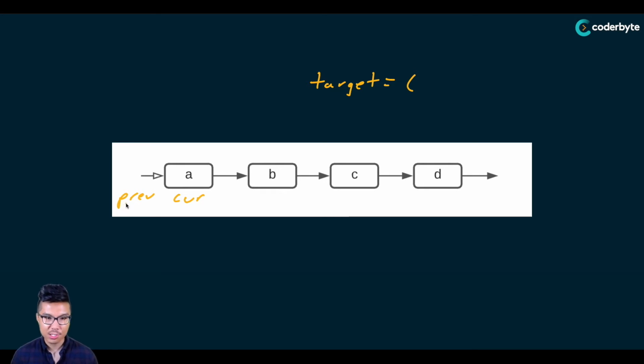But here's what I should do. Now that I have my pointer for cur pointing at A, I can check, does current's value equal my target? That is, A equal to C? It's not, so A is not the node I need to delete, right? So I need to keep going.